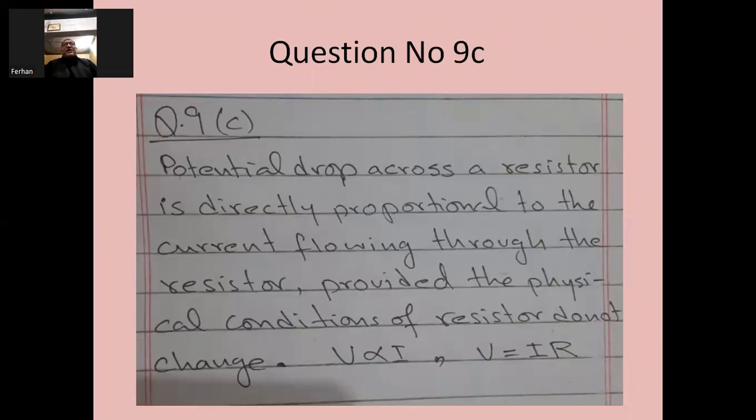Potential drop across a resistor is directly proportional to the current flowing through the resistor, provided the physical conditions of the resistor do not change. V is proportional to I, V equals IR.